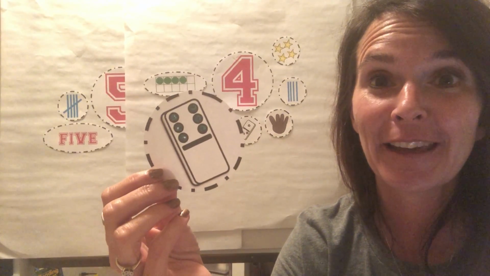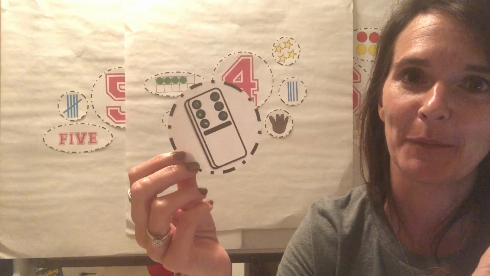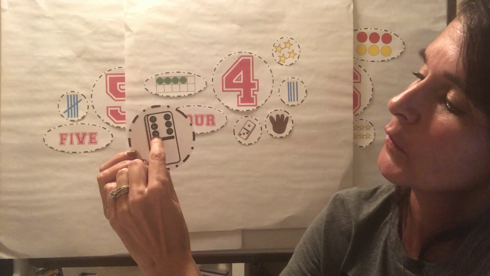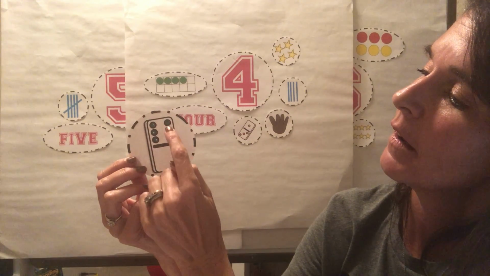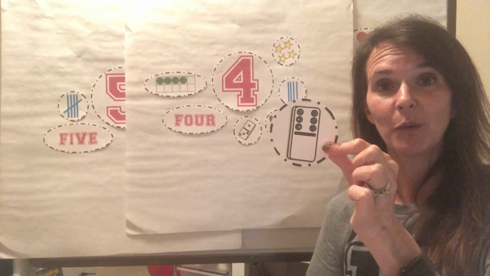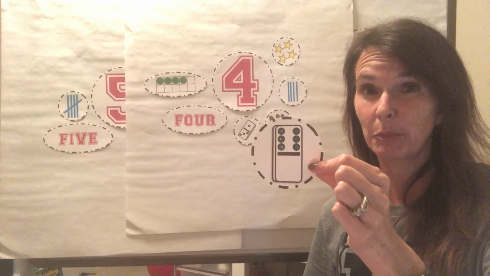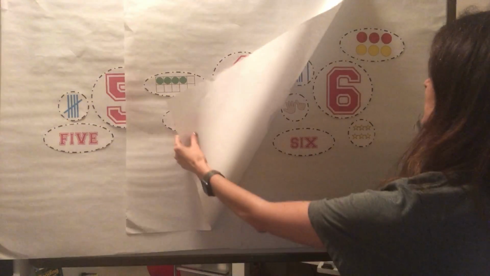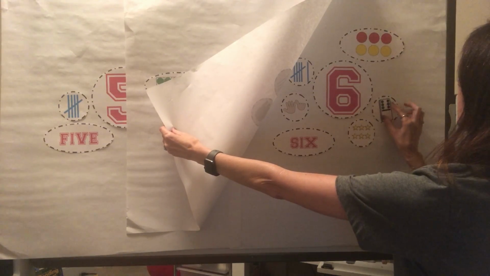What is this called? A domino. Let's count the number of dots on the domino. Are you ready? 1, 2, 3, 4, 5, 6. So this domino represents 6. So I'm going to put it on poster number 6. Yes. All right, let's stick this on here. So I'm going to put this one right there.